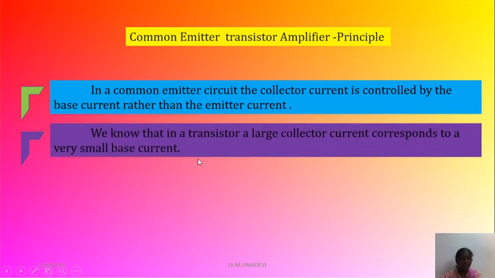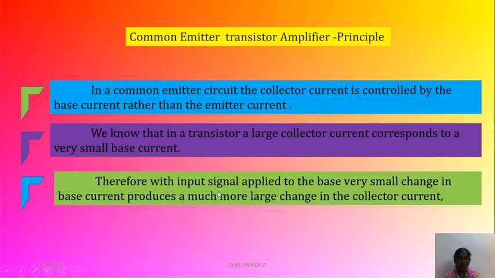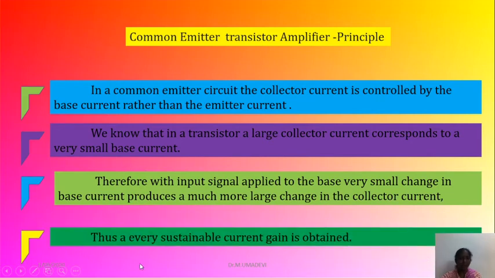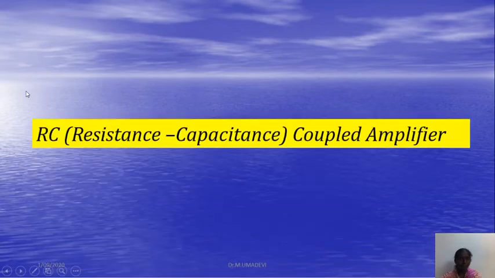That's the reason. We know that in a transistor, a large collector current corresponds to a very small base current. Therefore, with the input signal applied to the base, a very small change in the base current produces a much larger change in the collector current. Therefore, we will get a substantial current gain. That is the principle of common emitter transistor amplifier.